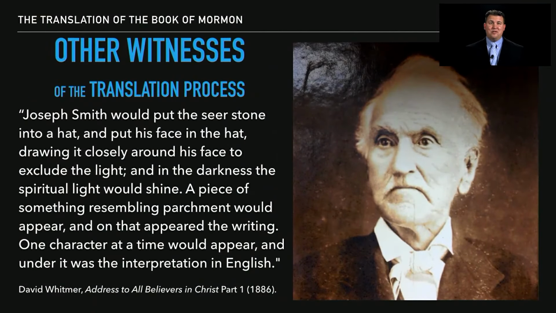David Whitmer is one of the three witnesses of the Book of Mormon. We're going to talk a little bit about him. Near the end of his life, he writes a public account of translation of the Book of Mormon, and here's the way he describes translation. He said this: "Joseph Smith would put a seer stone into a hat and put his face in the hat, drawing it closely around his face to exclude the light. And in the darkness, a spiritual light would shine. A piece of something resembling parchment would appear, and on that appeared the writing. One character at a time would appear, and under it was the interpretation in English."